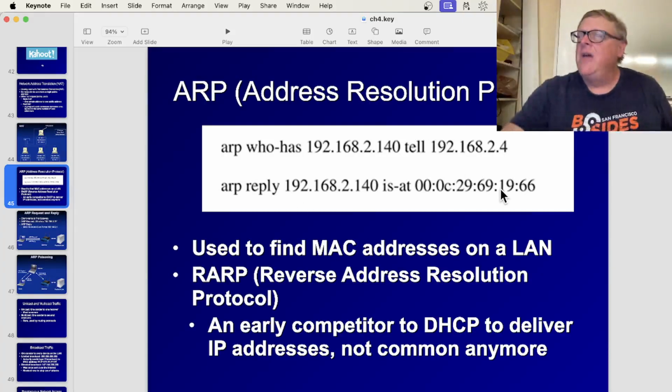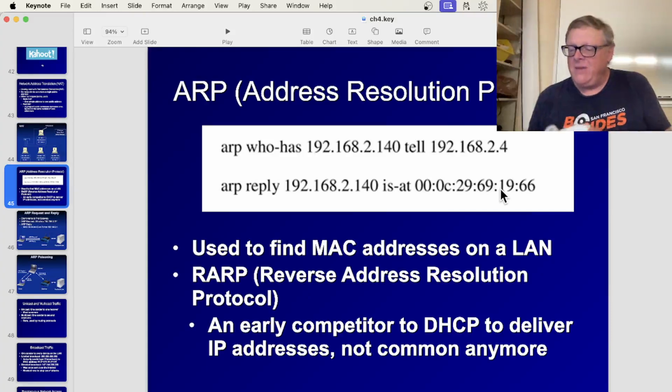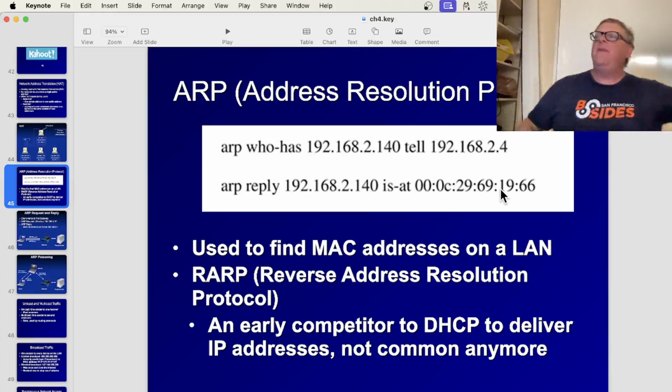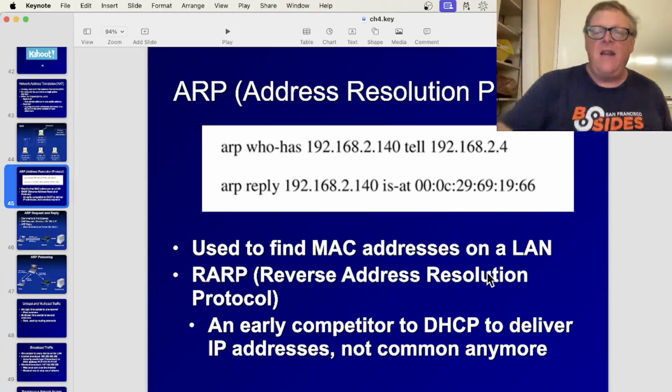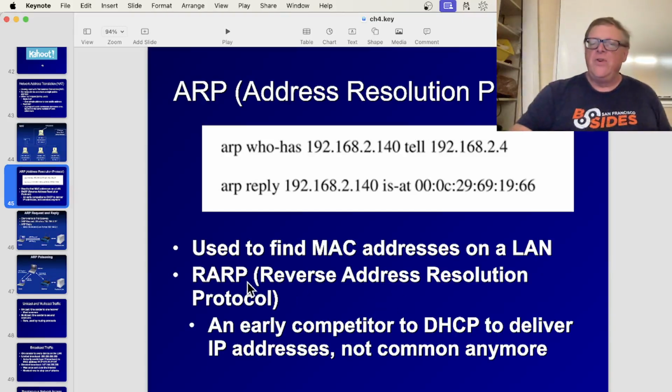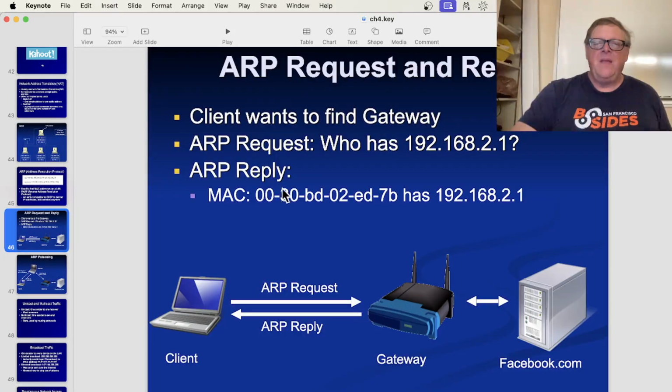And this is a problem because that process doesn't have a time limit, it doesn't have a password, it doesn't have encryption, so you can lie and trick devices into sending traffic to the wrong place. So anyway, this is used to find the MAC address on the LAN. There was an earlier thing called reverse address resolution protocol you could use to deliver IP addresses to devices, like DHCP. And so if I want to find the gateway, I say who has it, and then I get an answer. Tell me where the MAC address is. Now I know where to send my traffic to get to the internet.